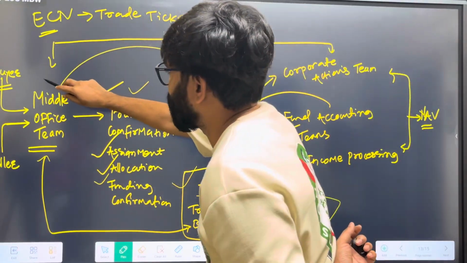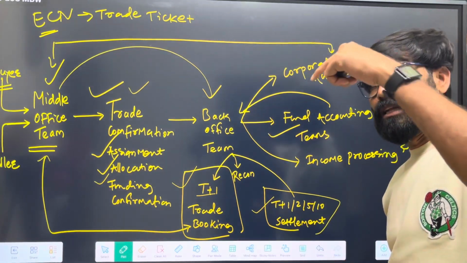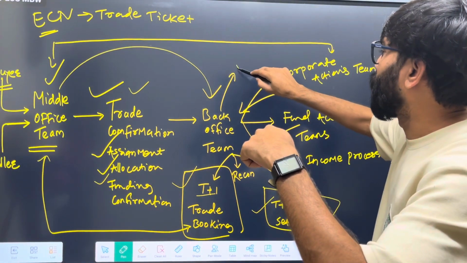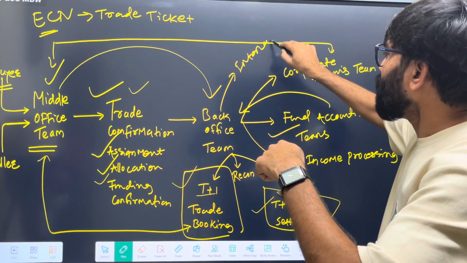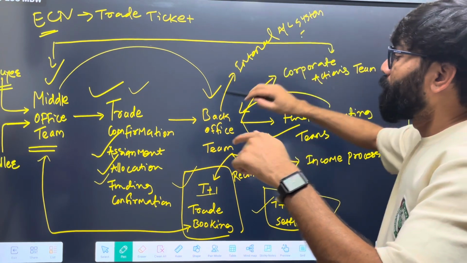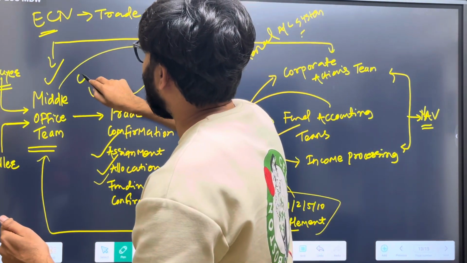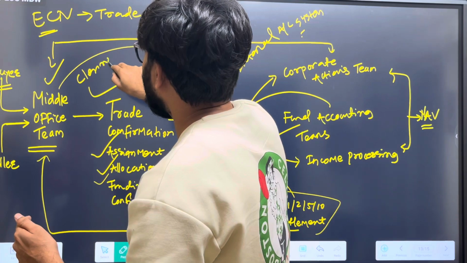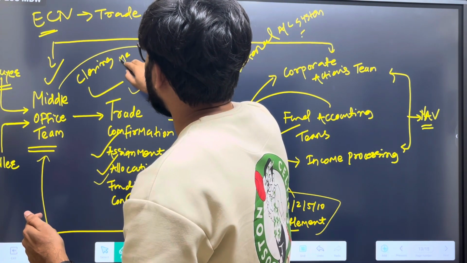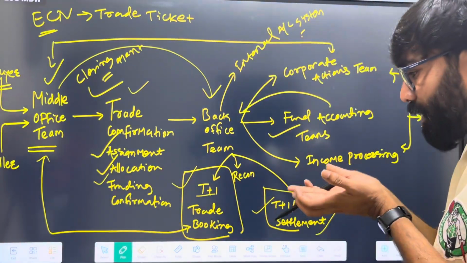Middle office team settle the trades on, see the difference. Back office team settle the trades on internal accounting system, and middle office team settle the trades on clearing agent platform, because here CCPs, they provide unique interface or platform.